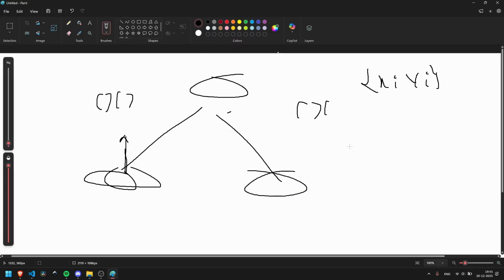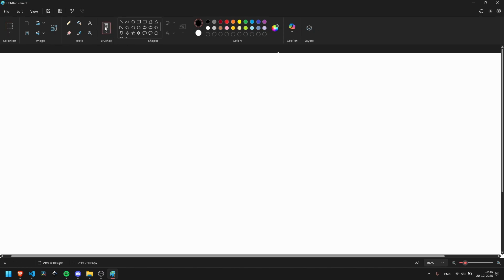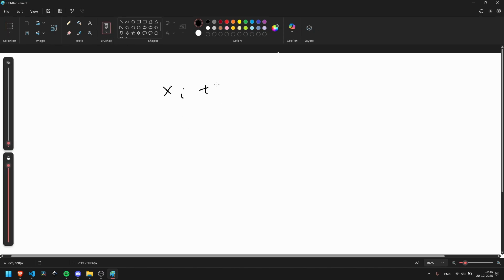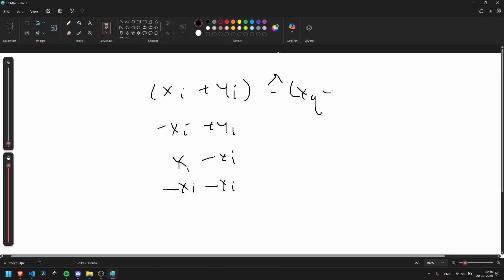Now the node will contain, instead of a single result, the best xi plus yi, the highest minus xi plus yi, xi minus yi, and minus xi minus yi. For this operation, we want to do minus xq plus yq, and all of them have their corresponding signs based on the rules defined, assuming this to be xq and yq.